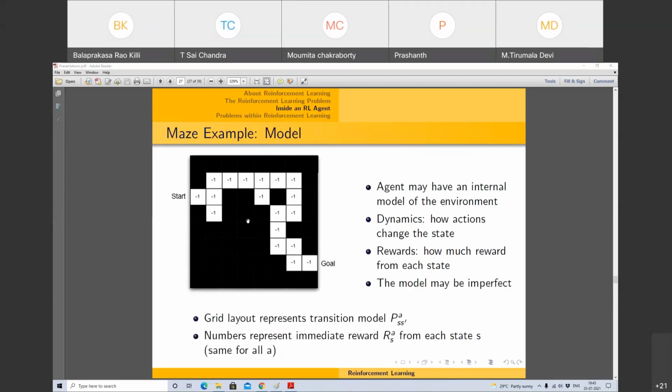So far any questions? Model, policy, value function? If you have any questions, please let me know.